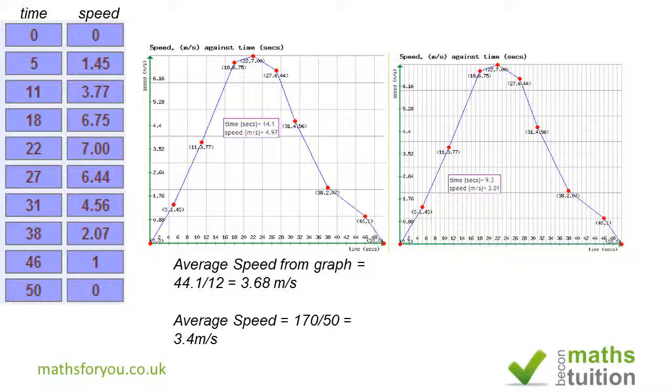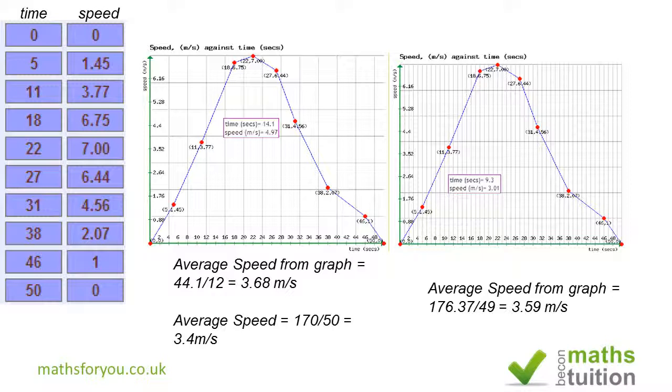Okay, now if you add up the sum total of all these speeds, because that's what they are, I've got 176.37, and there are 49 strips altogether. So the average speed is going to be 3.59 meters per second.